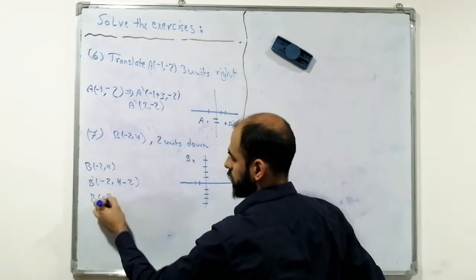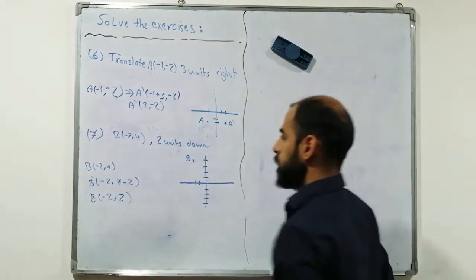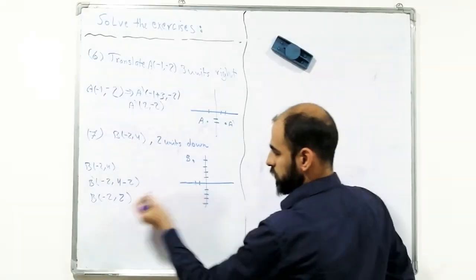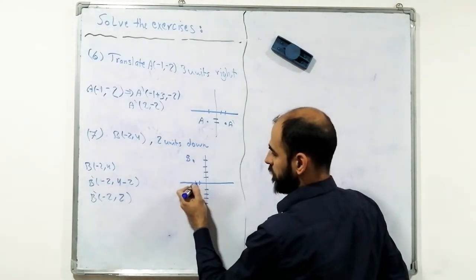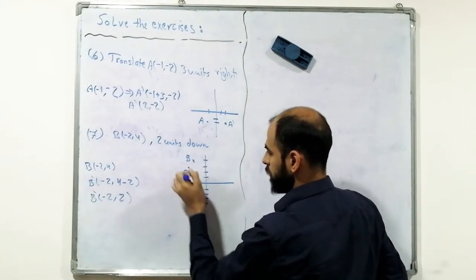Then B dash is -2, and 4 minus 2 is 2. Determine the image of point B. We have -2 and 2. This is B dash.